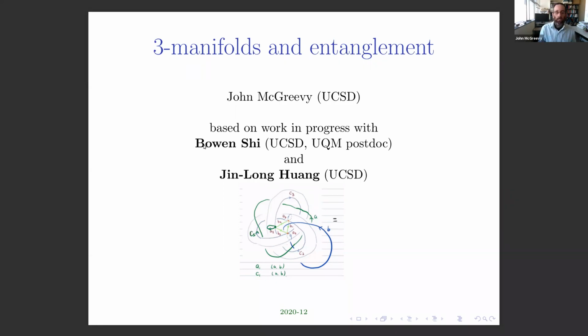And so far, this program has had some great success at understanding, basically from first principles, the theory of anyons in 2 dimensions. And so in this talk, we're gonna see a few things that it has to say about 3 dimensions, about topological order in 3 dimensions. So this is work in progress with my student Jinlong Wang and with amazing UQM postdoc Bowen Shi.